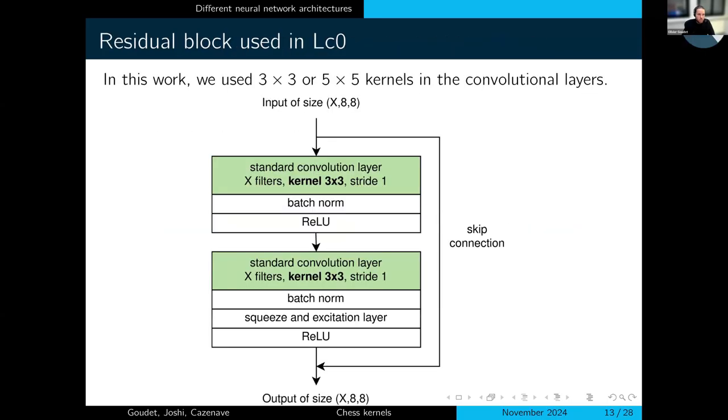So in the standard architecture of Lc0, residual blocks are used. Each block corresponds to the succession of two convolutional layers, each time followed by a batch normalization layer and the ReLU activation function. And before the last ReLU activation, a squeeze and excitation layer is used. In simple terms, this layer calculates positive real values that weight each output channel. And there is also a skip connection, which consists of adding the input to the output of the convolutional layers.